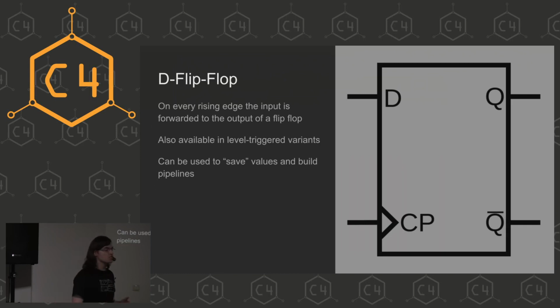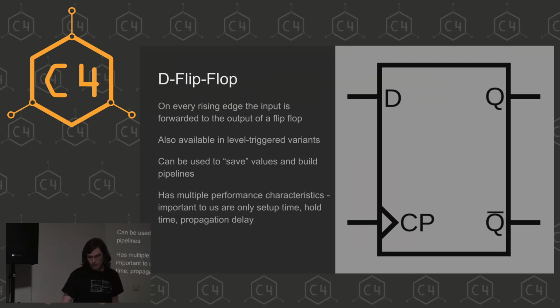So D flip-flops are used to save values. You somehow have to store things in a chip, like CPU registers, for example, the simplest example. You have to have some kind of storage on a microchip. And because of physics, if you have a real flip-flop, there are certain performance characteristics that are important to how this thing works. The three that are important to us are the setup time, the hold time, and the propagation delay. What exactly this means is on another slide.